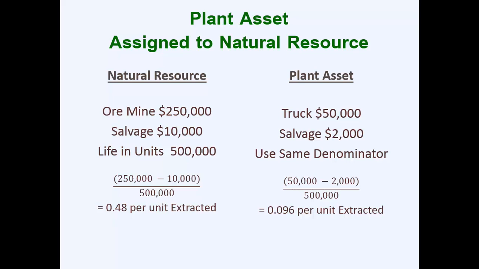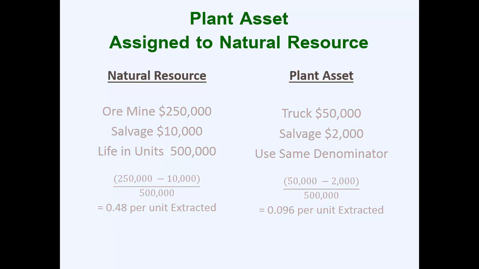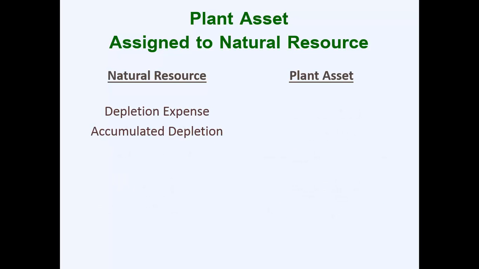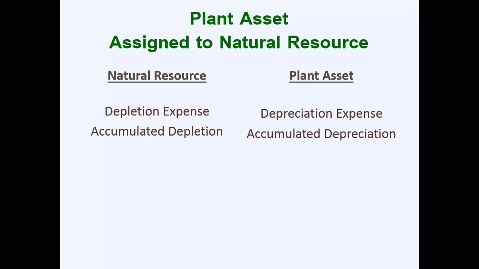It's not hard to remember, just make sure you keep the denominator the same. Cost minus salvage divided by life in units. It's that life in units that you keep the same. For a natural resource, we call it depletion expense and accumulated depletion. Now that plant asset, while we are required to use the same units of production method, we still call it depreciation because it's a plant asset.